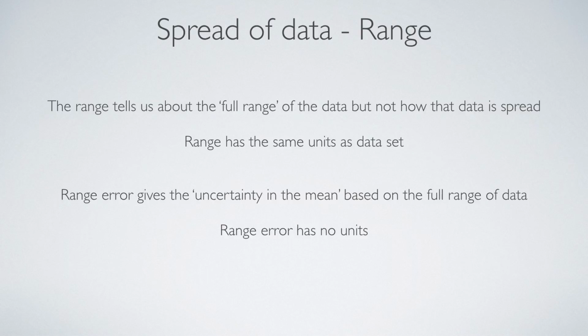The range is a rough and ready way to find out about the full set of data. Range has the same units as the original set of data, but range error has no units. One thing that's good with range error is it's a very quick way to go forward with calculations, particularly based on multiplication and division, but we'll see that in another video.